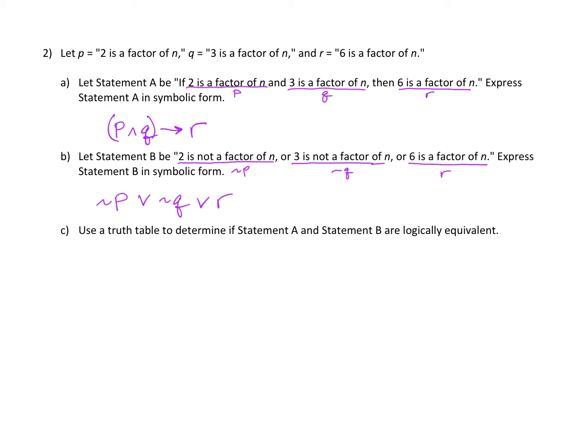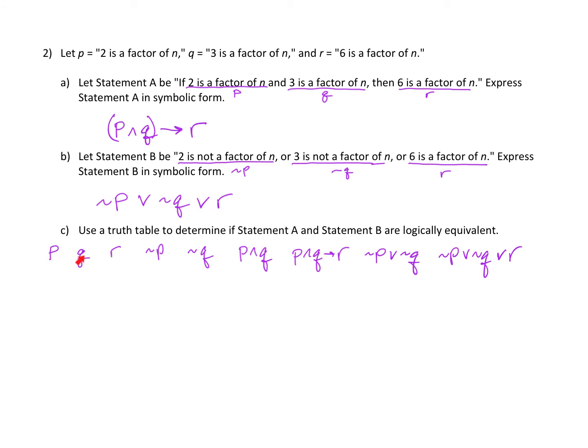So now we're going to use a truth table to determine if statement A and statement B are logically equivalent. My truth table starts with the three original statements, P, Q, and R. I'm going to need a not P, a not Q, a P and Q, a P and Q implies R, a not P or not Q, and a not P or not Q or R. So I'm building up these two statements from their base statements, P, Q, and R. So I have P, Q, P and Q, and P and Q implies R.